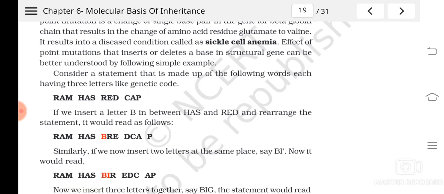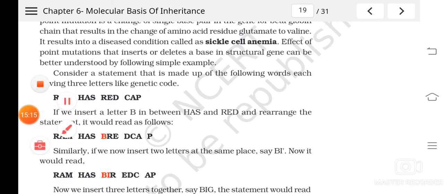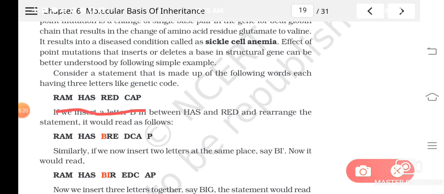Understood? You can just take the example here: Ram has red cap. The same sentence, if one B is added there, what will happen? I told you, without any punctuation it will be read continuously. So you can see Ram has, then B, BRE will be taken as the codon, and the entire meaning, or the amino acid sequence, whether in the DNA or mRNA, will also get changed, isn't it?